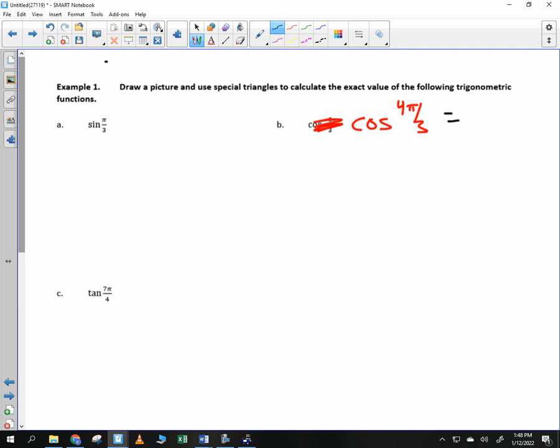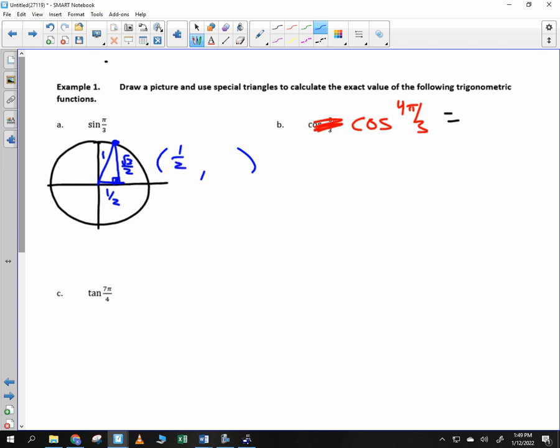We are going to determine the exact value of sine of pi over 3. How are we going to do that? We're going to draw ourselves a little picture. Pi over 3 is how many degrees? 60 degrees. So I draw a 60-degree angle. I need to determine that coordinate. Let's solve the triangle. The hypotenuse is 1. What's going to be this side? Half. How about this side? Root of 3 over 2. So what's the coordinate? 1/2, root of 3 over 2. So if you want to determine the sine of pi over 3, you simply choose the y value. And what is the y value?